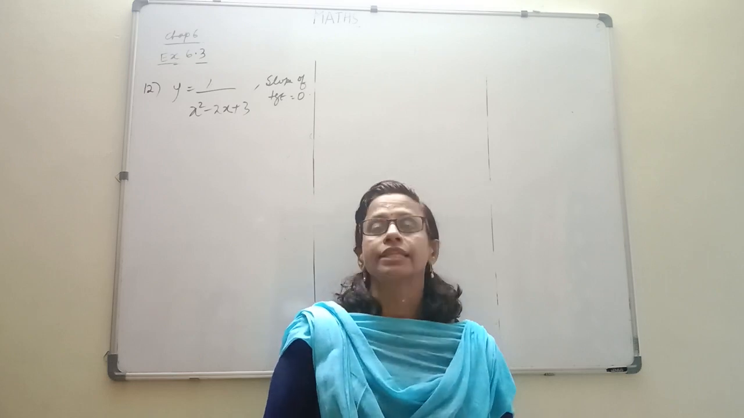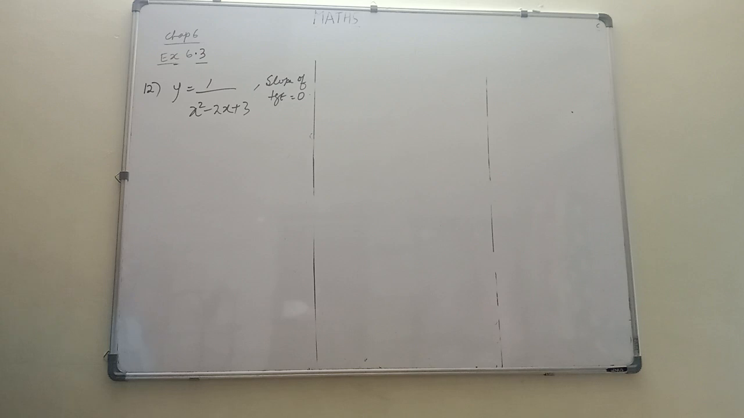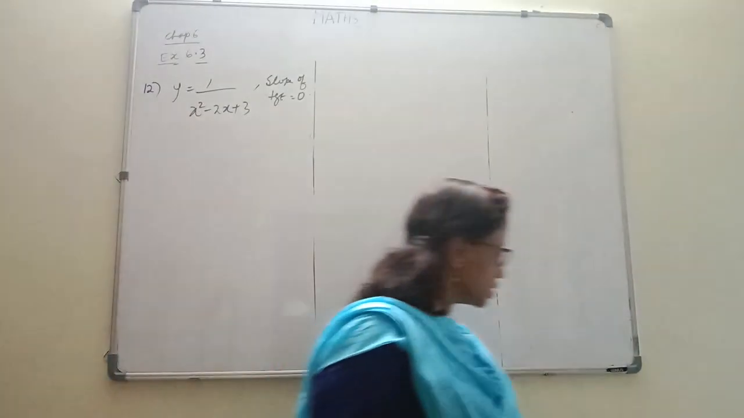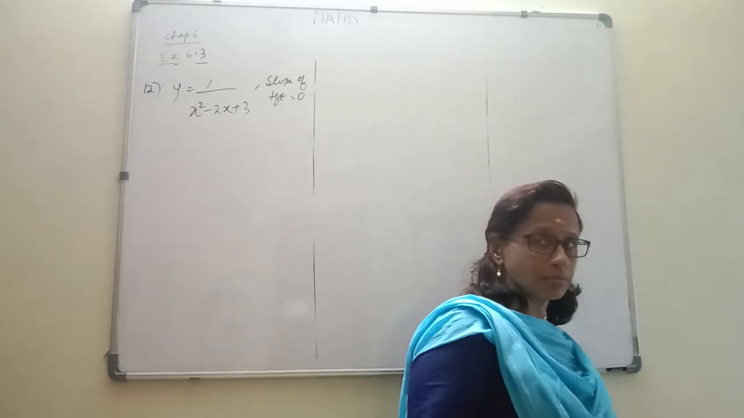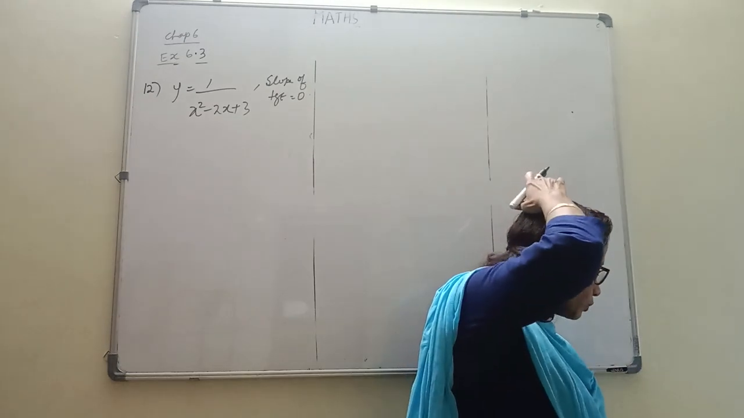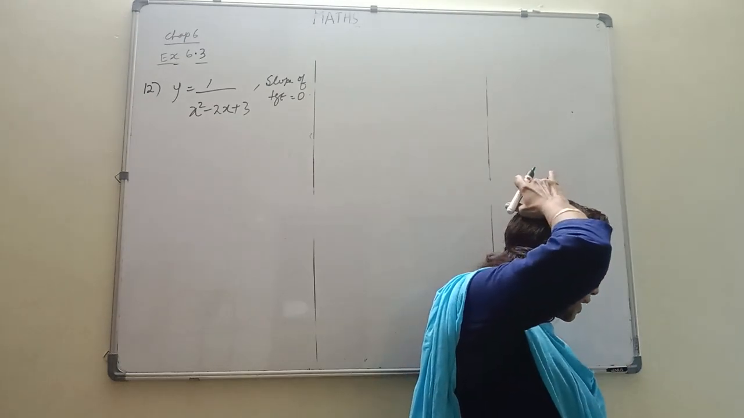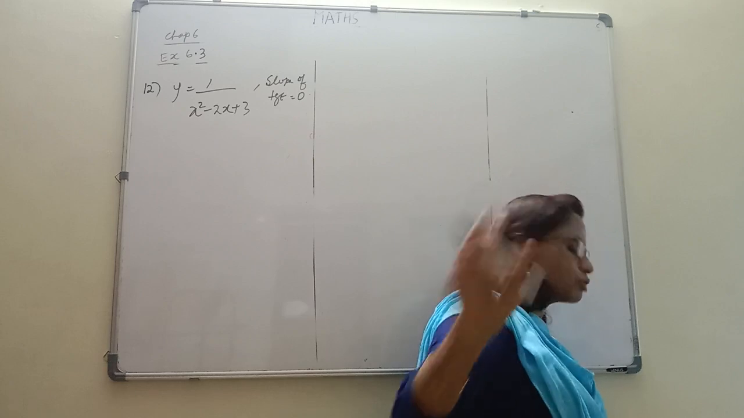It's the same thing. They give us a curve y equal to 1 by x squared minus 2x plus 3, and they give us the slope of the tangent as 0. We can also go through the question. What does it say? Find the equation of all the lines having, maybe there are more lines, slope 0, and which are tangent to the curve y equal to 1 by x squared minus 2x plus 3.